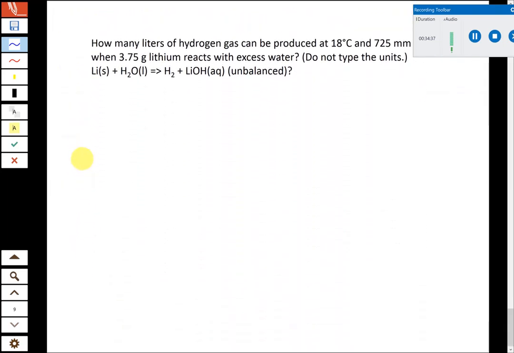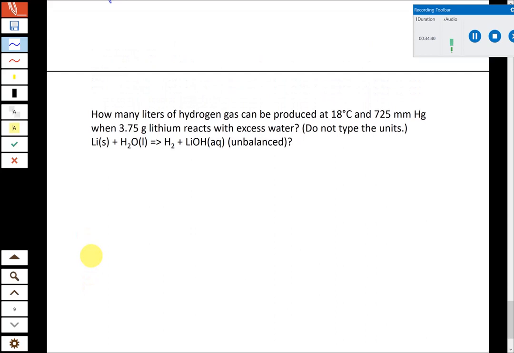All right, the last problem here deals with gas stoichiometry. We did pretty well in these for the most part, but there's just one in this case that I want to go over. How many liters of hydrogen gas can be produced at 18 Celsius and 725 millimeters of mercury when 3.75 grams of lithium reacts with excess water? There are a lot of variations on gas stoichiometry problems. Sometimes all of the reactants and products are gases, or in this case only one of them is, which is the hydrogen, which should be shown as a gas.